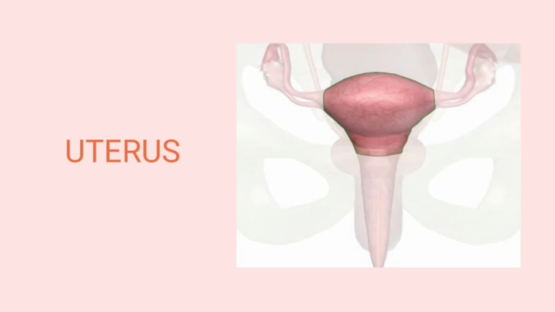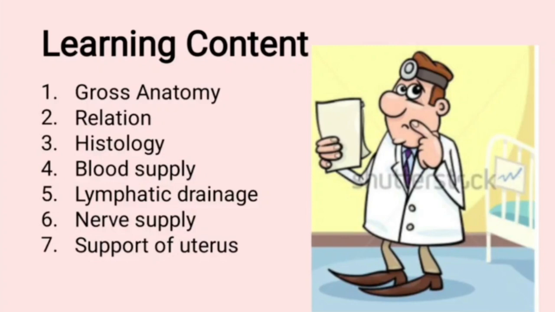In the previous lecture video, we discussed the introduction of female reproductive anatomy. Today, we will discuss the uterus in brief. So let's start today's topic. What is the learning content of today's lecture video? This includes gross anatomy, relation of the uterus with other organs, the histology of the uterus, blood supply, lymphatic drainage, nerve supply, and support of the uterus. At the end of this video lecture, we will be able to learn about this content.